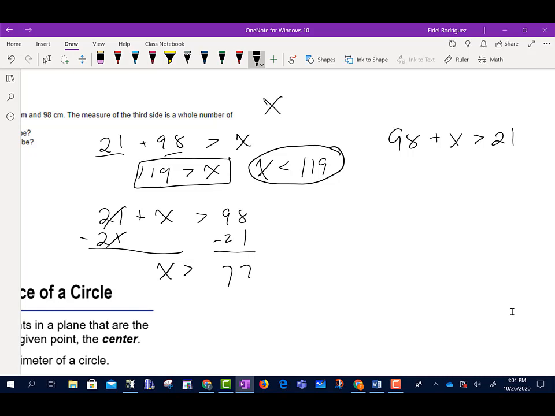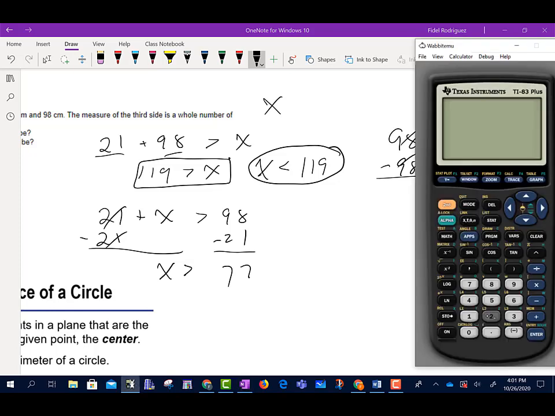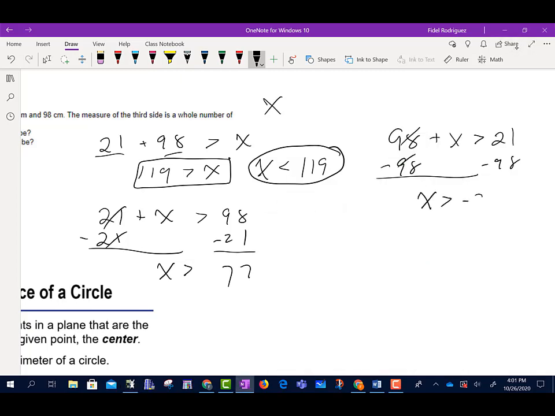Okay? And when I subtract 98 from here, x has to be bigger than, let me take my calculator. What is 21 minus 98? It's negative 77, right? Negative 77. So we know it's not going to be this one because x has to be positive, right?